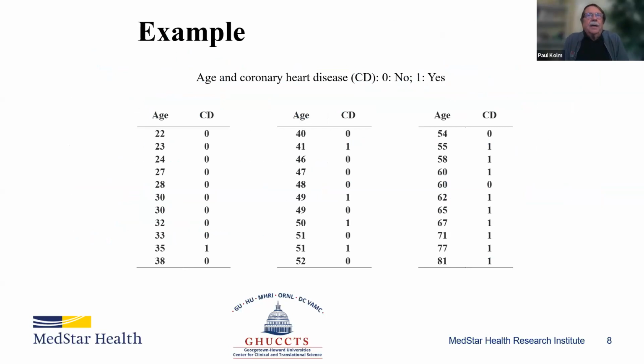And so we'll see how that works out in some examples here. So here I have some data that I created that looks at coronary disease as a function of age. Our coronary disease is coded as 1 or 0, 1 if they have coronary disease, 0 if the patient doesn't. And then the age is recorded as a continuous variable.